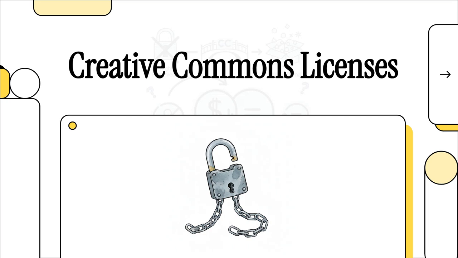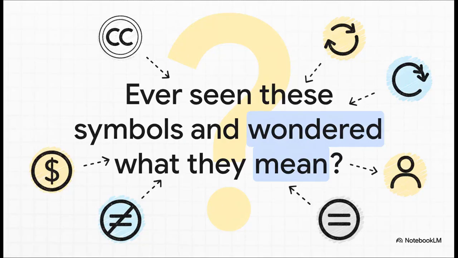Have you ever been working on a project, you find the perfect photo online, and then you stop and think, wait, am I actually allowed to use this? Well, today we're decoding the simple symbols that answer that exact question. This is the hidden language of online creativity, and once you get it, you're going to see the internet in a whole new way. Yeah, I'm talking about these little icons.